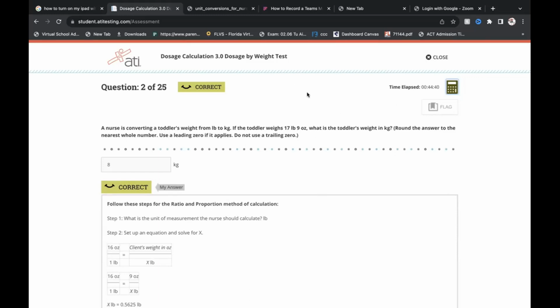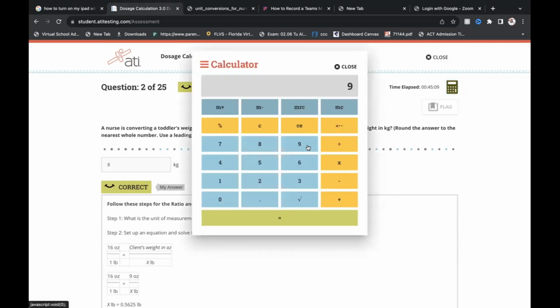All right. So the first thing that we need to know, this question is a little bit easier because it tells you what you need to do. You need to convert the pounds to kilograms. Right here we have pounds and ounces. By now, everybody knows that there's 16 ounces in 1 pound. Obviously, 9 is less than 16. So we need to know how many pounds are in 9 ounces, and to do that, we're going to divide 9 by 16. 9 divided by 16 gives me 0.5625.